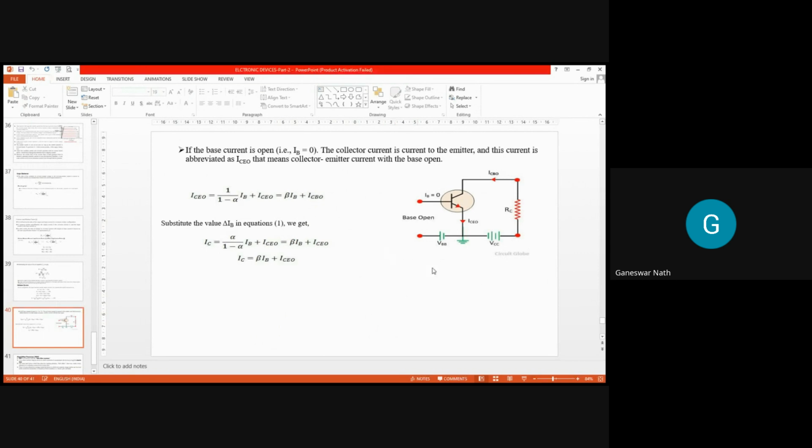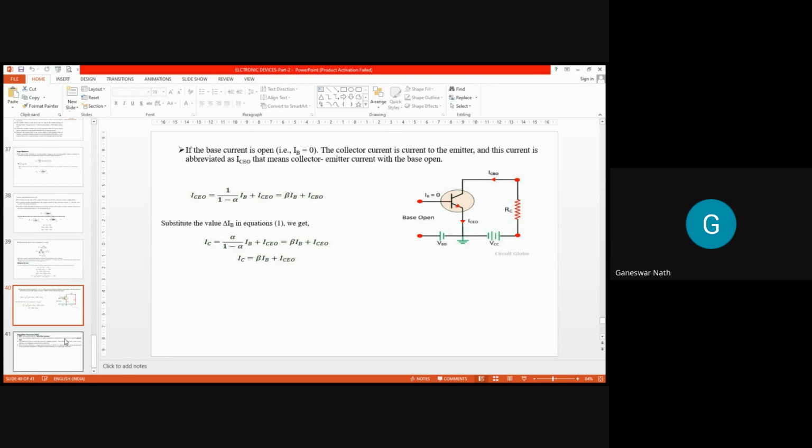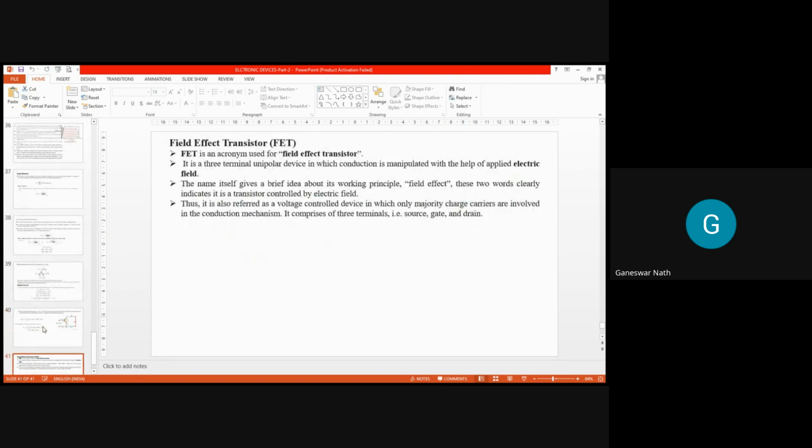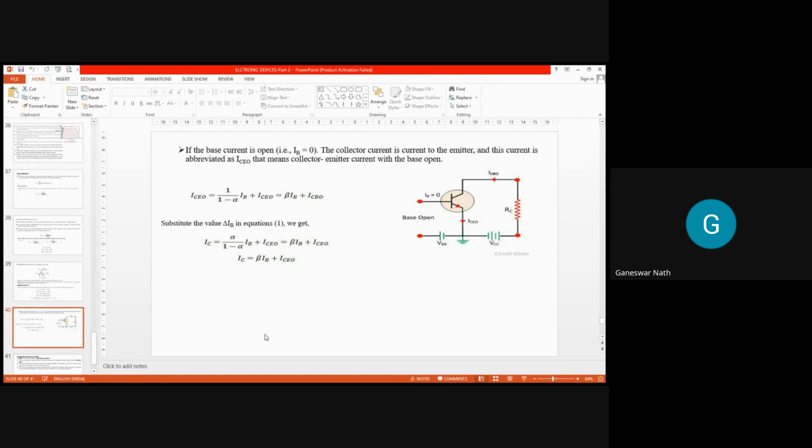This is also for the different configurations, for the common base region. I just put all the things for the base open, here is the emitter and collector. And this is the total detail about the transistor circuit here.